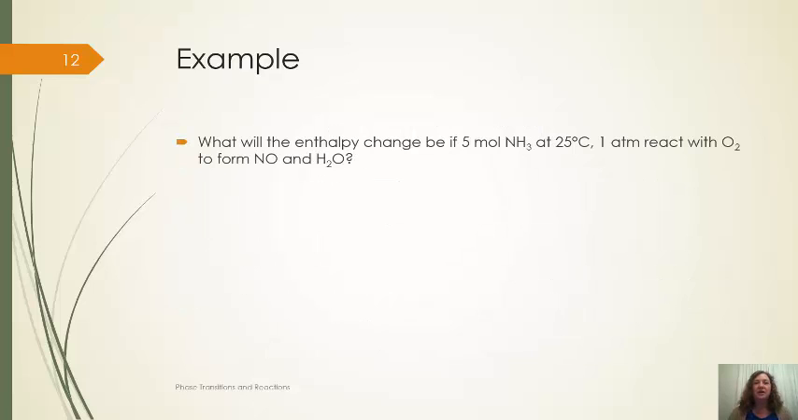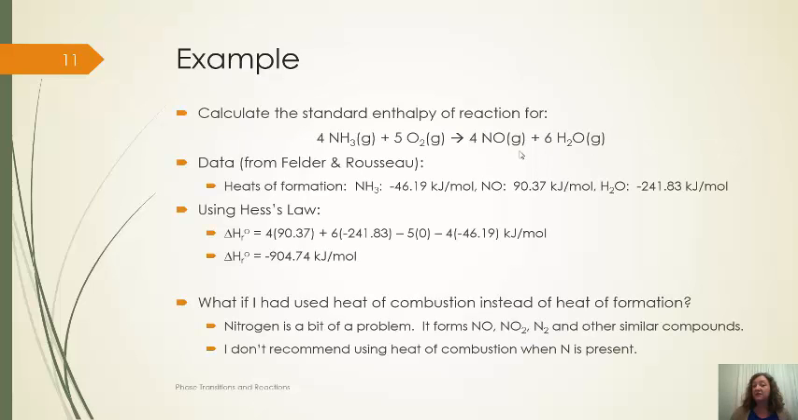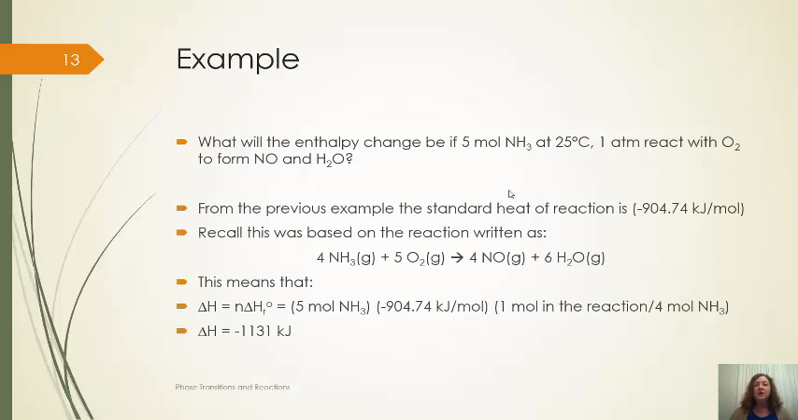So, one more little quickie here. What's the enthalpy change for 5 moles of ammonia at 25 degrees C and 1 atmosphere reacting with oxygen to form NO and H2O? So, not a problem, 5 moles of NH3. I have the enthalpy of reaction. I calculated it based on heats of formation. But notice the stoichiometric coefficients. I have to pay careful attention to those. So I have the heat of reaction, negative 904.74 kilojoules per mole. The reaction was written as 4NH3 plus 5O2 yields 4NO plus 6H2O.